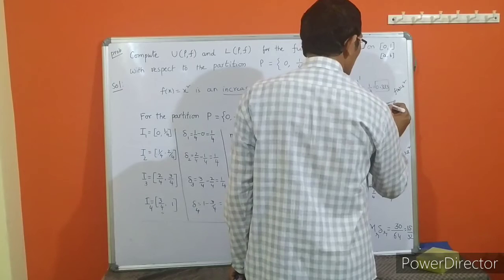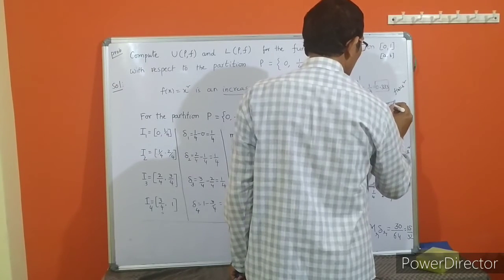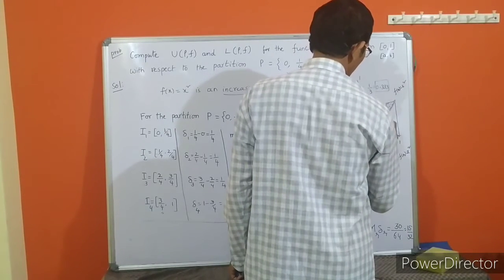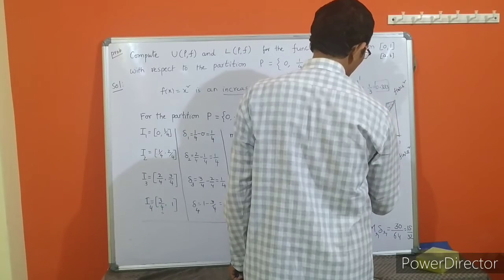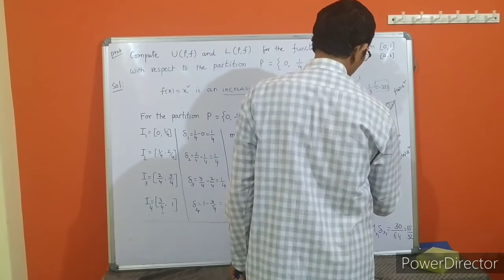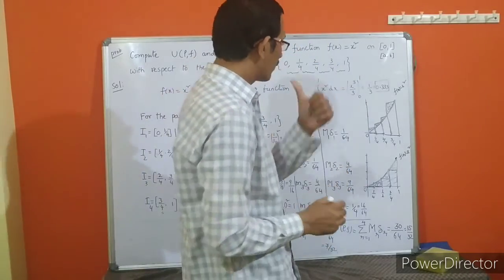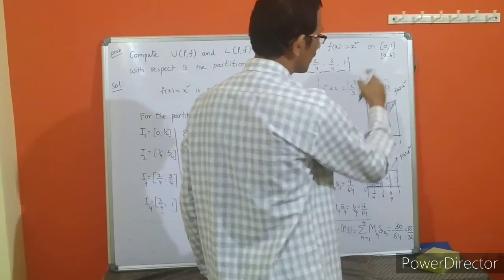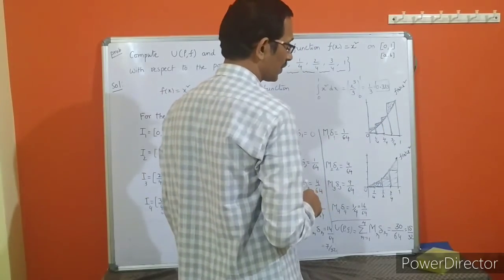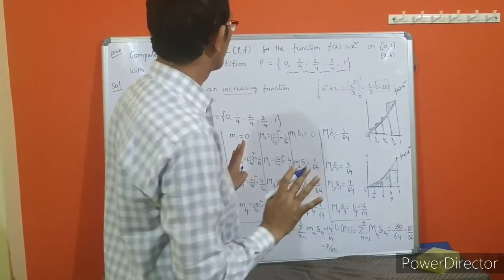Similarly, we have added this extra area. This is also extra area. This is not original area. Whatever I am shading now is extra area, because we have taken the maximum in each interval. We got it like this, right? So this is a very, very important problem.